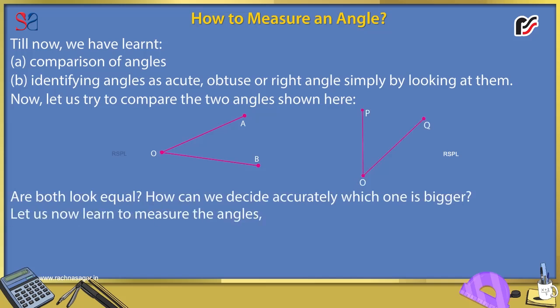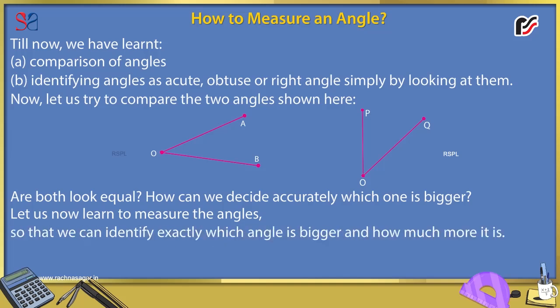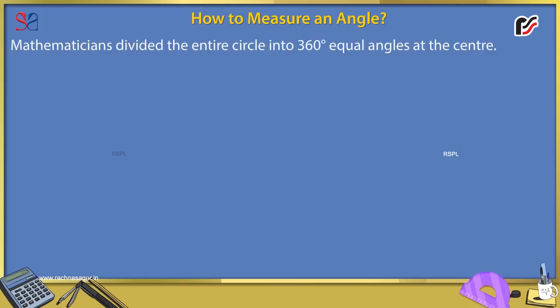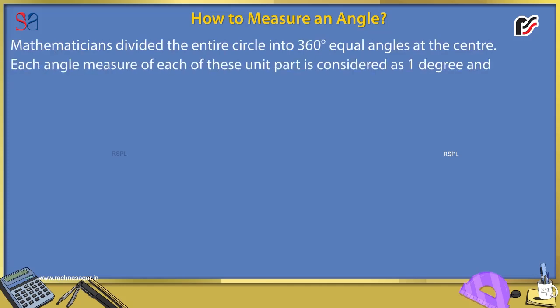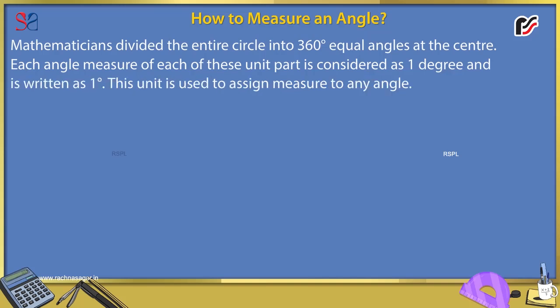Let us now learn to measure the angles so that we can identify exactly which angle is bigger and how much more it is than the other angle. Mathematicians divide the entire circle into 360 equal angles at the center. The measure of each of these unit parts is considered as 1 degree and is written as 1°. This unit is used to assign measure to any angle.